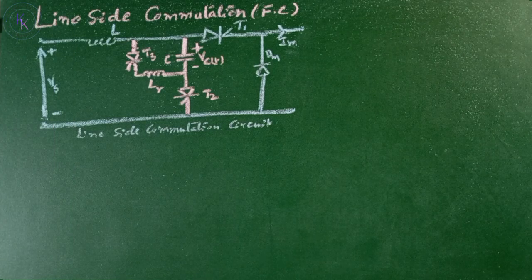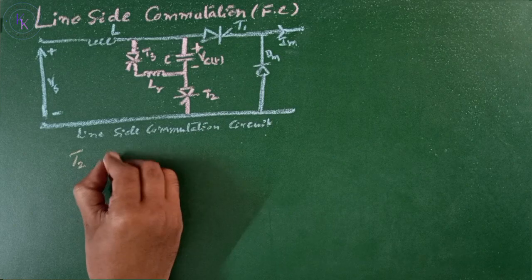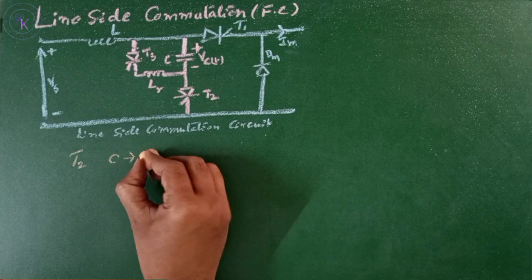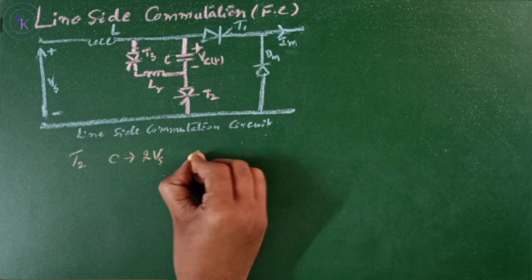Another forced commutation is line side commutation. The circuit is as shown. In this type of commutation, the discharging and the recharging of the capacitor are not accomplished through the load, and the commutation circuit can be tested without connecting the load. When T2 is fired, the capacitor C is charged to 2Vs and T2 is self-commutated.